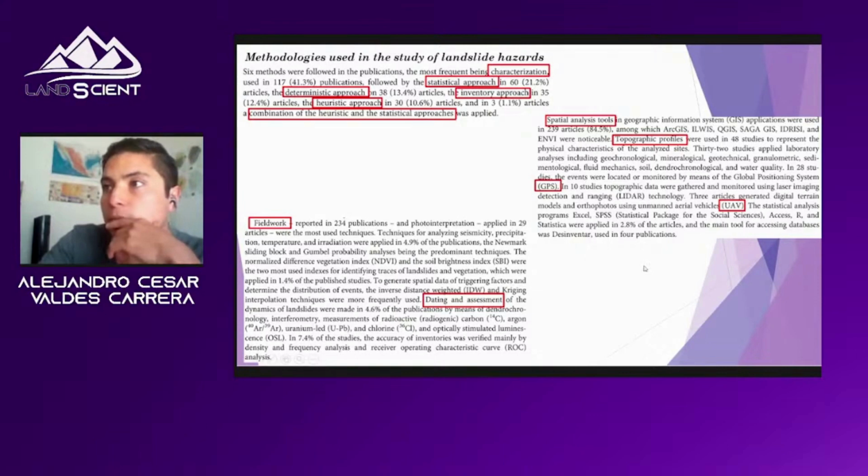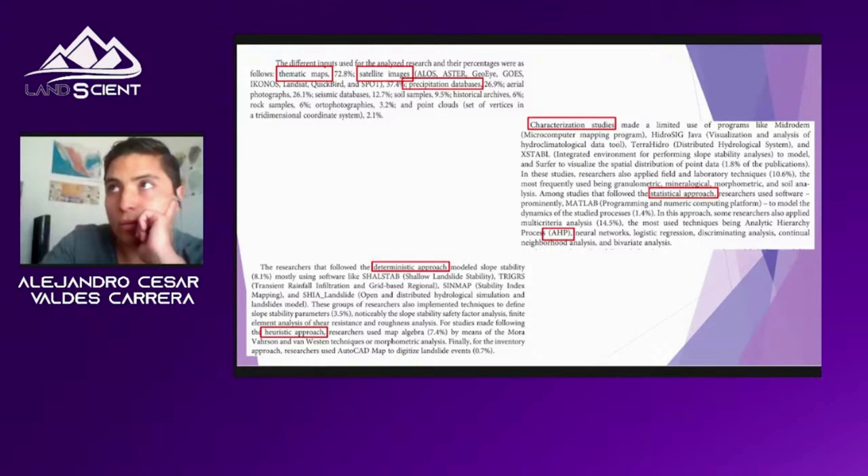The researchers also dated their processes using radiogenic carbon, uranium, chlorine, interferometry, dendrochronology, and other techniques. The technique to prove their results was rock. The analyzed research uses thematic maps, satellite images, and precipitation databases as the main inputs.